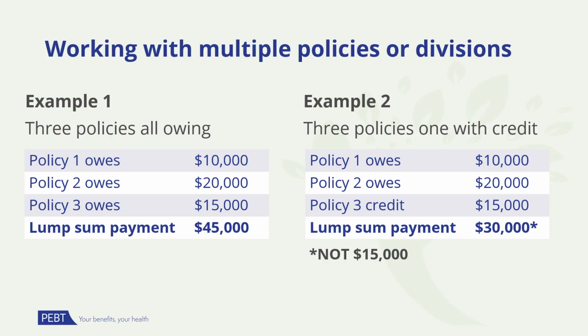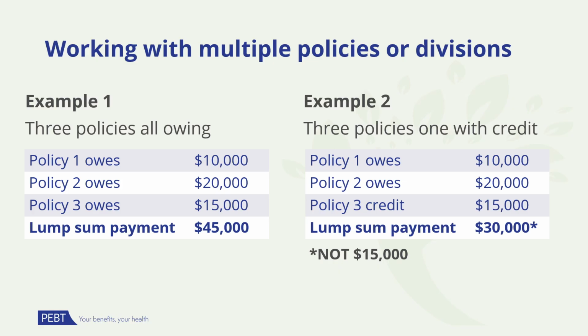In example 2, there are 2 policies with a balance owing and one that has a credit balance. A credit balance can sometimes occur when large retroactive adjustments are made or when retroactive adjustments occur during the summer months for groups set up with 10-month rates and are not charged premium in July and August.